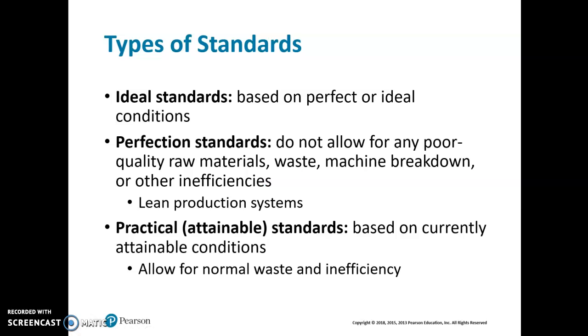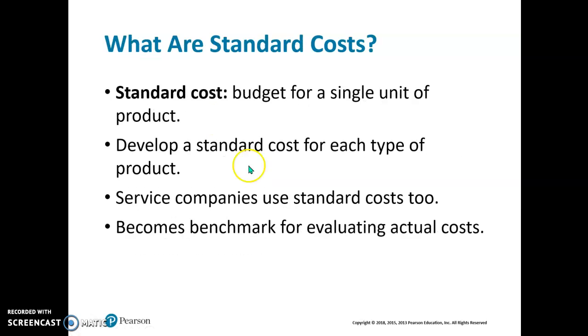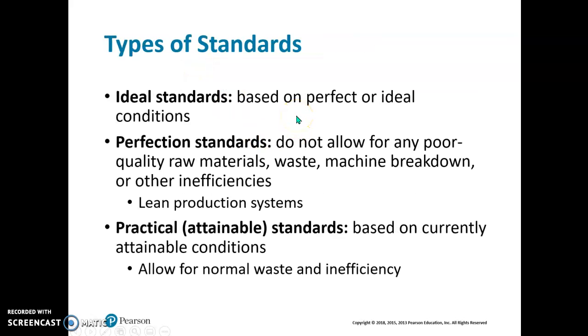Now we've got three different ways that we can look at this. We can have ideal standards, when everything is perfect, under ideal conditions. In other words, everybody works 40 hours a week, full-time, and nothing ever goes wrong. And then there's something called perfection standards. Perfection standards do not allow for any poor quality raw materials, waste, machine breakdown, or other inefficiencies. These are lean production systems, but that's still difficult to attain. But practical or attainable standards are based on what conditions are now, and they allow for normal waste and inefficiency.